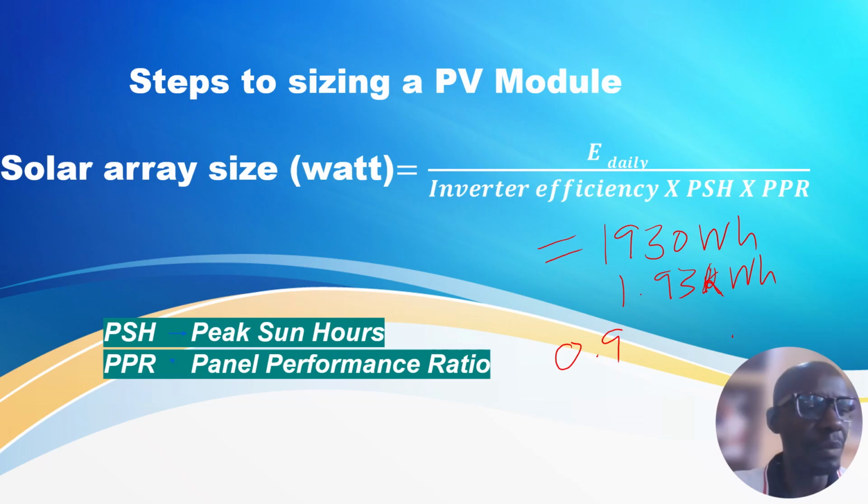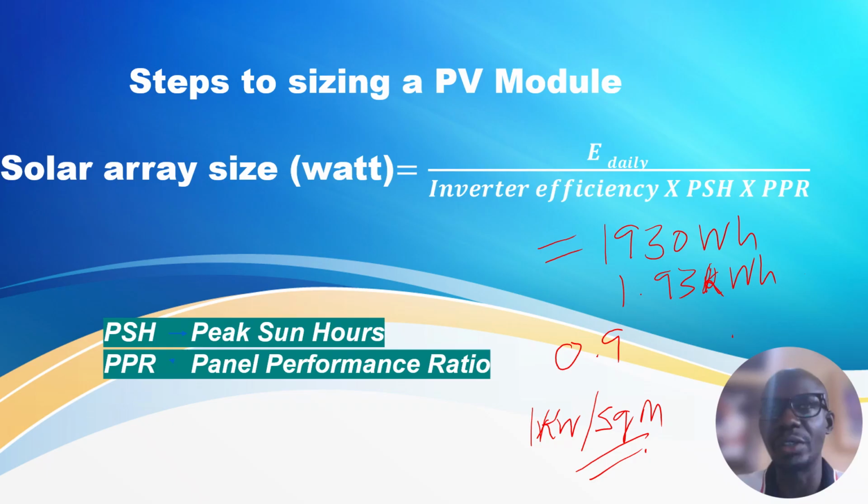Are you getting it? So the PSH is the number of hours per day when solar irradiance, in the solar world we call it irradiance, averages 1000 watts per square meter. That is 1 kilowatt per square meter. That's what we mean by the peak sun hours.